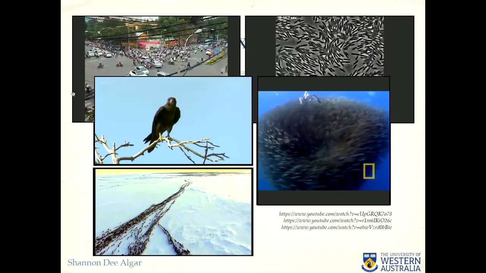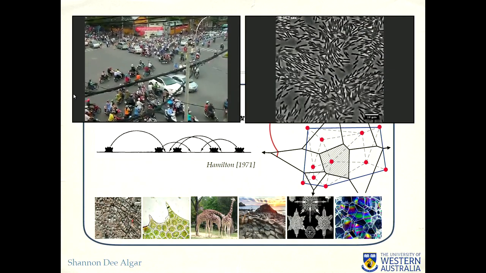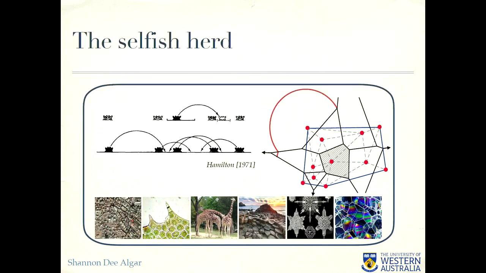So in light of similar observations, Hamilton proposed the notion of a selfish herd. And to illustrate this idea, he used a one-dimensional toy model of frogs sitting on a lily pond's edge. And there was a snake in the middle of the pond, and the snake would emerge randomly and end the life of whoever was nearest.